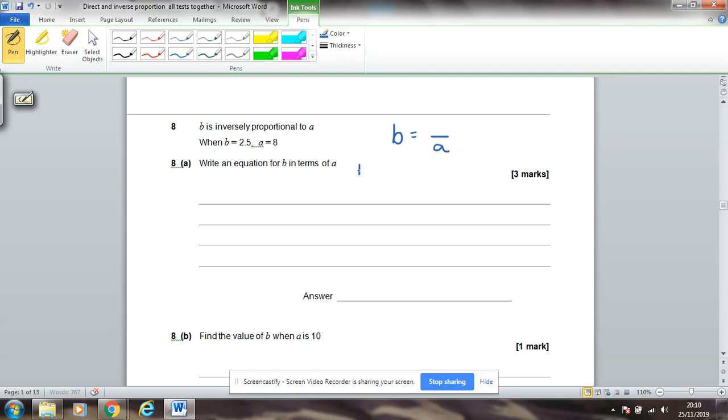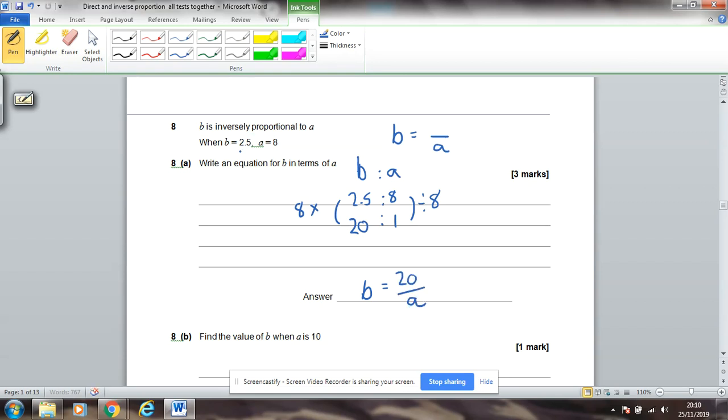So we've got B to A, and we've got 2.5 and 8. We need that to become 1, so we're going to divide by 8. Whatever you do to that side, you've got to do the opposite, so I'm going to times by 8. So 2.5 times 8: you double it and add on half, which gets you 20. Which means that our formula is B is equal to 20 over A.